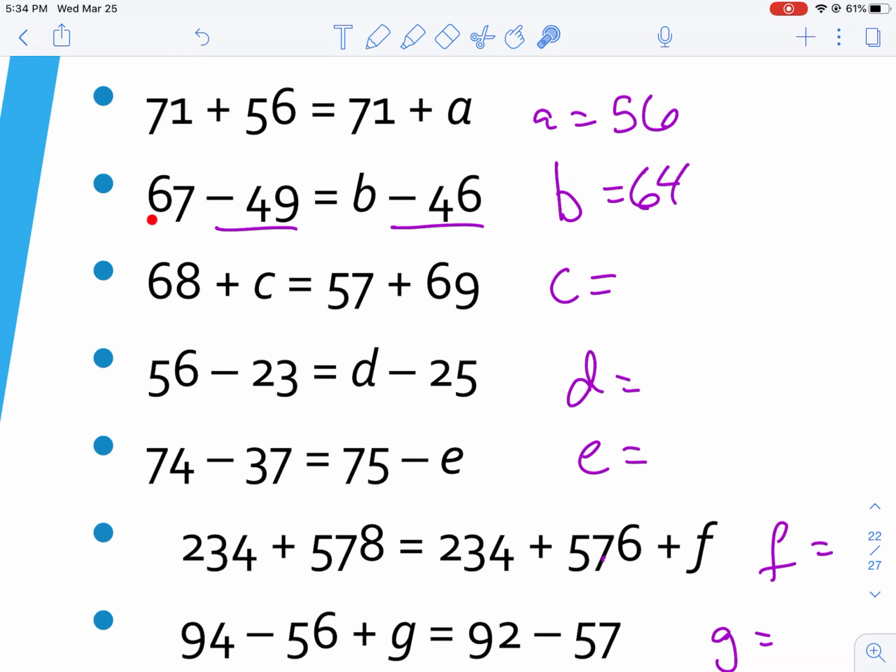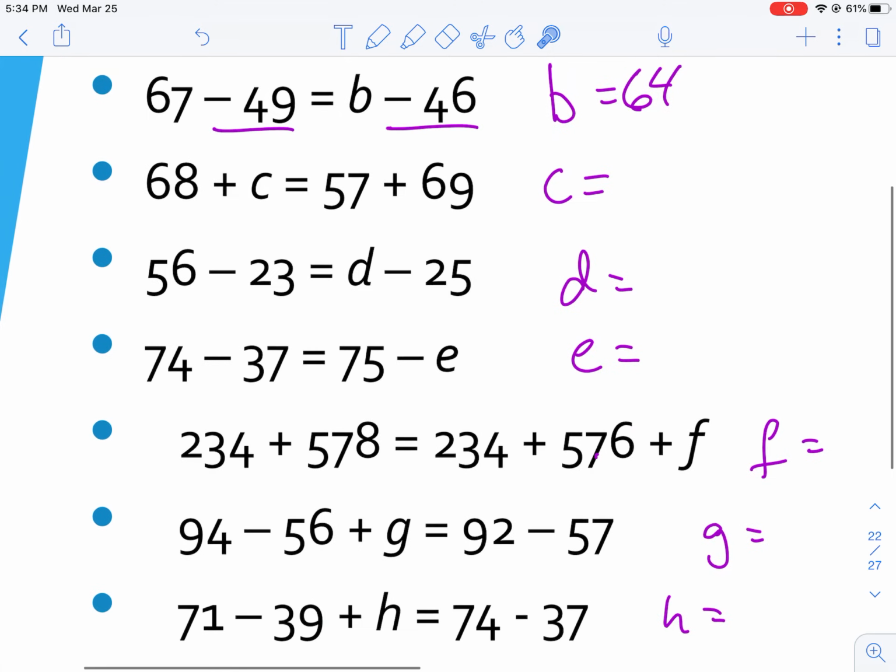And again, I know you could combine on this side, simplify, and add 46 over. That would work. You would get 64. But I want you to try to think about these relationally. All right, next one here. We could see 68 and 69 are pretty similar. I've got 1 extra here than here. So when I compare these two, if I'm adding 1 extra here, this needs to be 1 bigger than 57. So they balance out. So this ends up being 58.